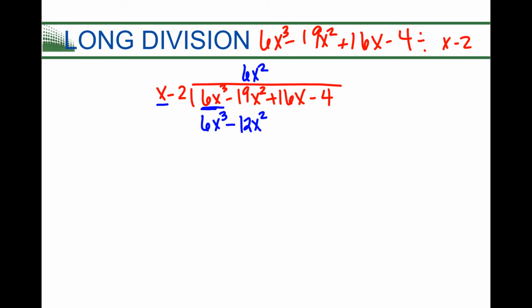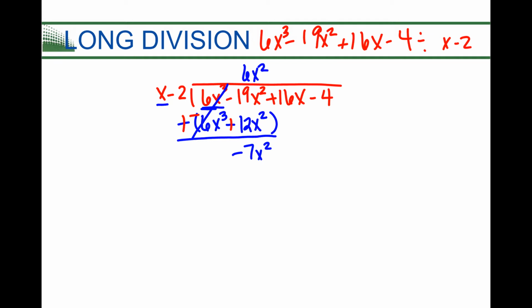And then just like we did in the previous one, subtract it off. So subtract off this whole thing. Now a lot of people mess this up because they mess up their signs and they don't realize it till they get to the next part. So when you go in here, you can change this to a positive as long as you change all the signs on the inside. So then that helps you to see 6 minus 6, that cancels to 0. Negative 19 plus 12 is negative 7x squared.